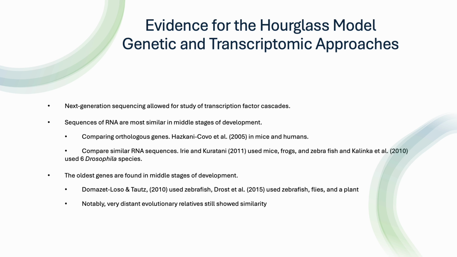Gene age studies use a technique called phylostratigraphy to discover what the most recent evolutionary ancestor of 2 species is. Genes which are found in a more distant ancestor are older genes, and therefore represent a more conserved function. The 2 studies listed here used zebrafish to find that the oldest genes were expressed during mid-development. The second study found a similar result in flies and plants.